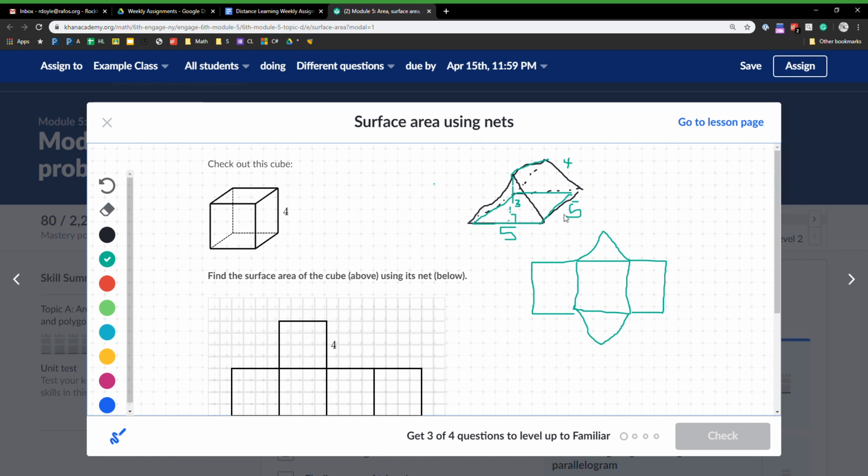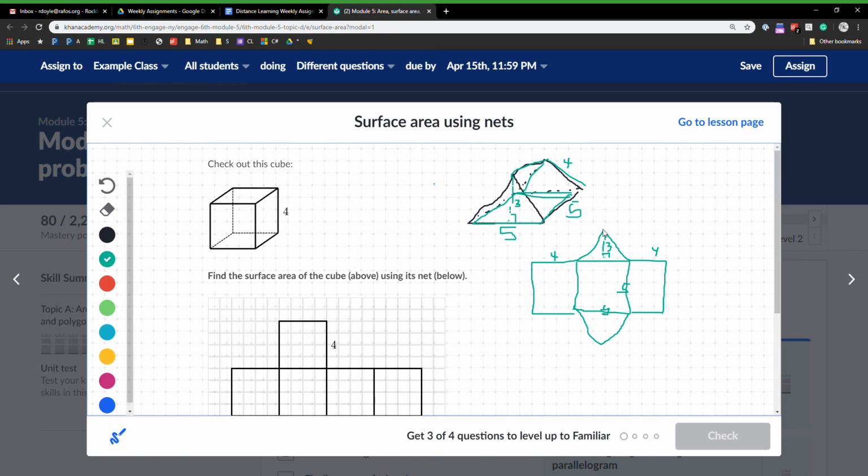Now you can use the dimensions in this net to figure out how big all these shapes are, because it says this is 5 by 5. So the bottom is 5 by 5. And it tells us that this is 4, and this is 5. Remember we folded out these sides, so this would be 4 here, and this would be 4 across that way. And then the height of the triangle is 3.